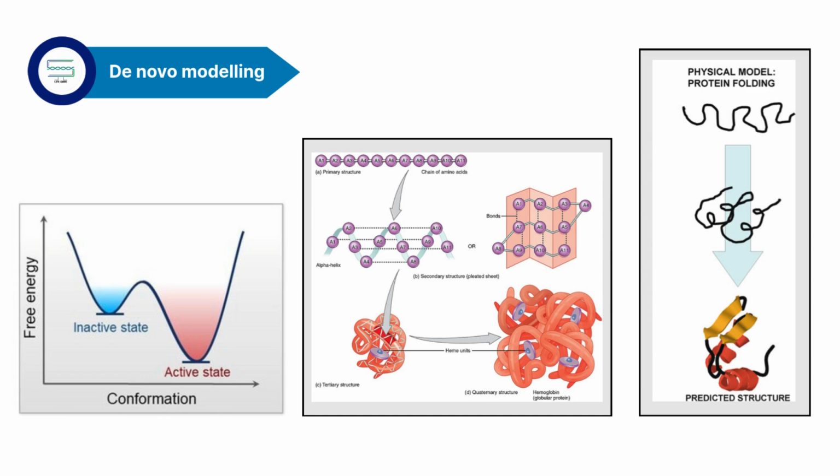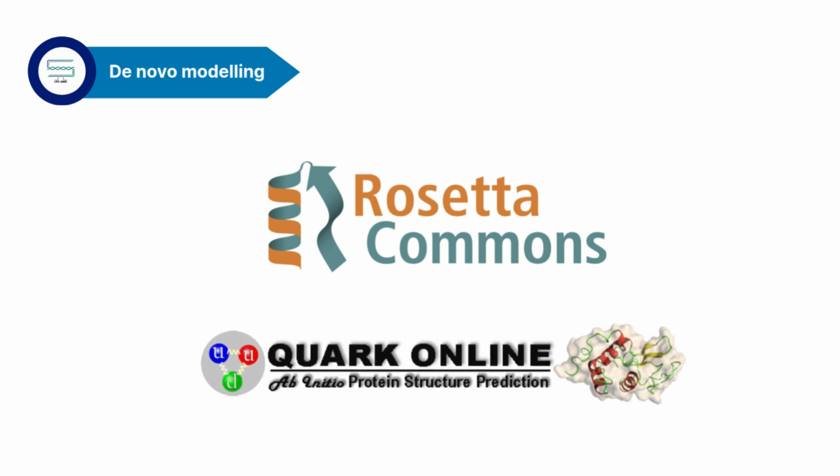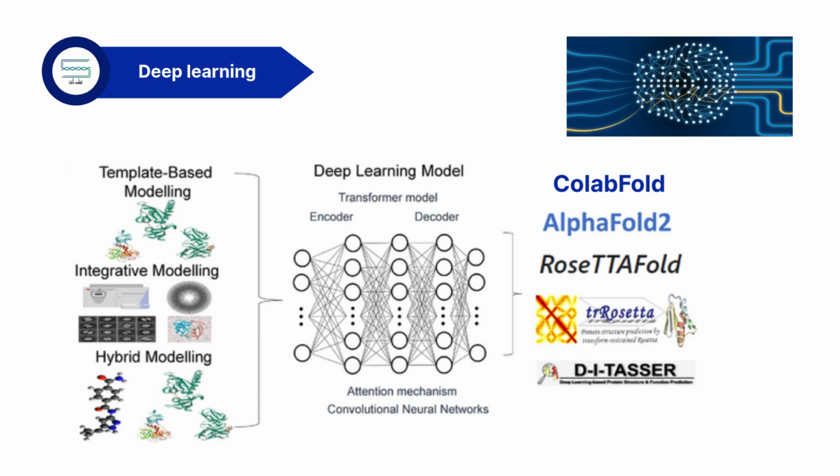In de novo modeling, no template is used. Instead, the structure is predicted based on physical and chemical principles. The protein is folded into the shape with the lowest energy. Rosetta is a classic tool for ab initio modeling, and Quark is another one that works in a similar way.